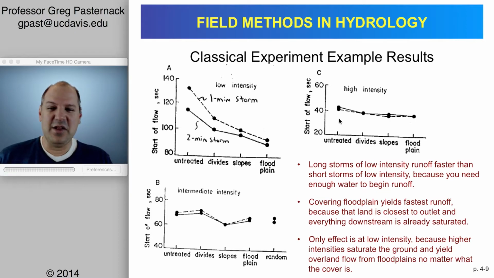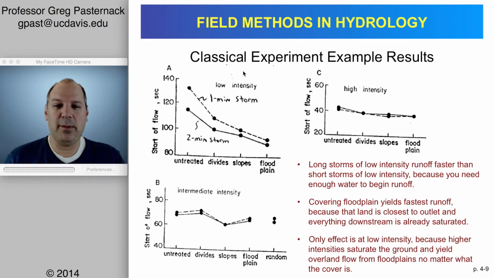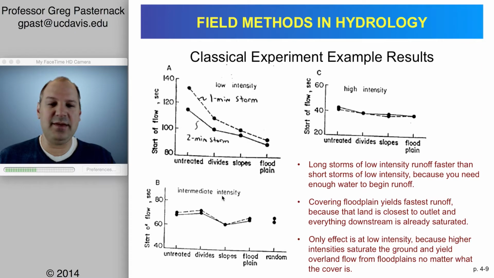So we've got a lot of different treatments here. We've got low intensity, medium intensity, and high intensity storms, 3 plots. And then in each one we have the 1 minute storm, 2 minute storm. Okay, the 1 minute storm is a dashed line, 2 minute storm solid line. And on the x-axis, 4 different scenarios. No treatment, so that's our control. Putting impervious surfaces on the divides, slopes, or floodplains.